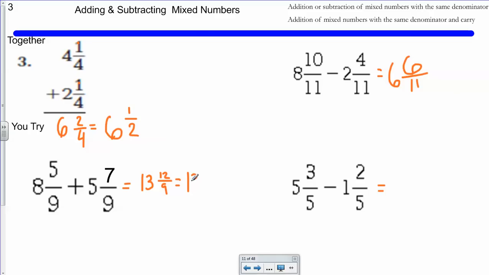All right, so for our first one, we're going to have 13 12/9. That's not going to be simplest form, so I'm going to end up with a whole number of 13 plus 1 and 3/9, which is going to be equal to 14 and 3/9, which is really in simplest form 14 and 1/3. And for our final problem, we're going to end up with 4 and 1/5.